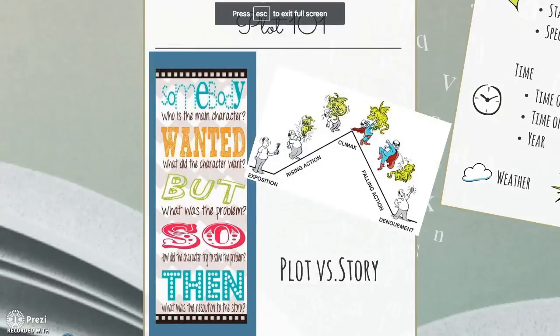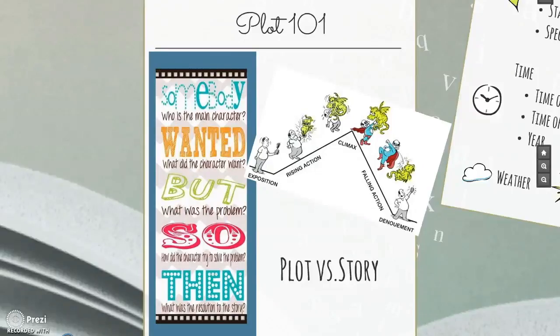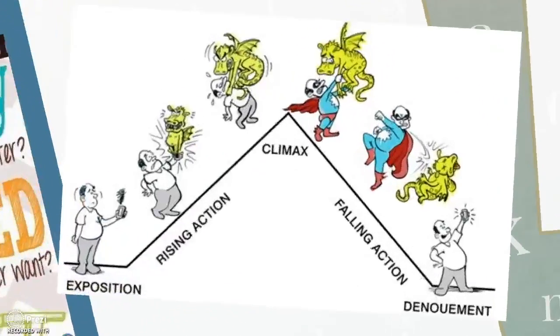Plot takes the reader through the journey of the story from beginning to end. Without one of its key elements, the reader is left hanging. It's what makes the book or story hard to put down or keeps you on the edge of the seat when someone's telling you a story. So let's look at a traditional plot diagram to get a better understanding of how plot works.